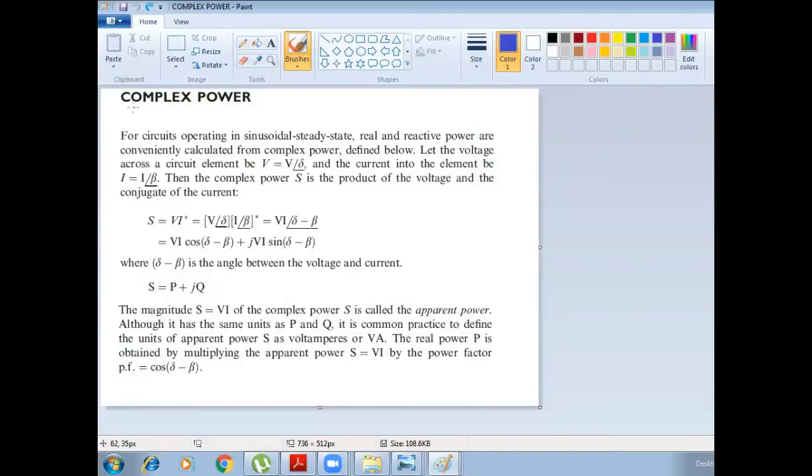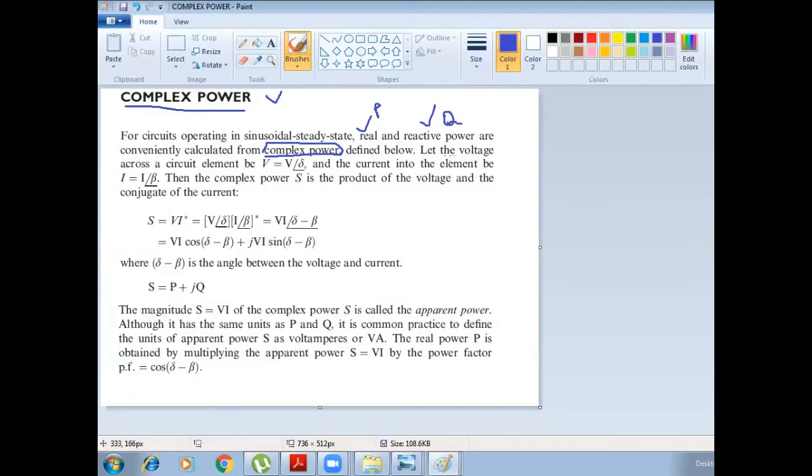Today we will see what the complex power in a circuit is, and the procedure to determine whether a circuit element delivers or absorbs the real and reactive power. First, let us see what the complex power is. For circuits operating in sinusoidal steady state, real and reactive power are conveniently calculated from the complex power. So, if you know the complex power, you can obtain these real and reactive powers. P and Q are conveniently obtained if you find the complex power in a circuit.